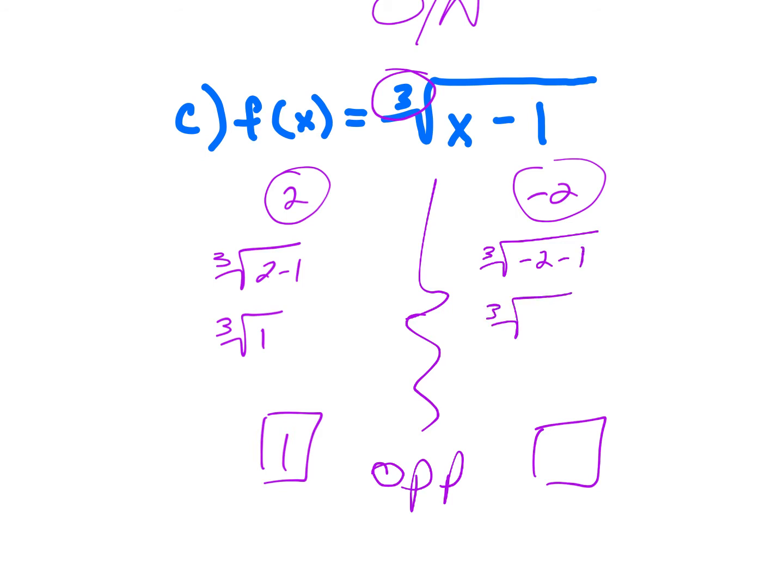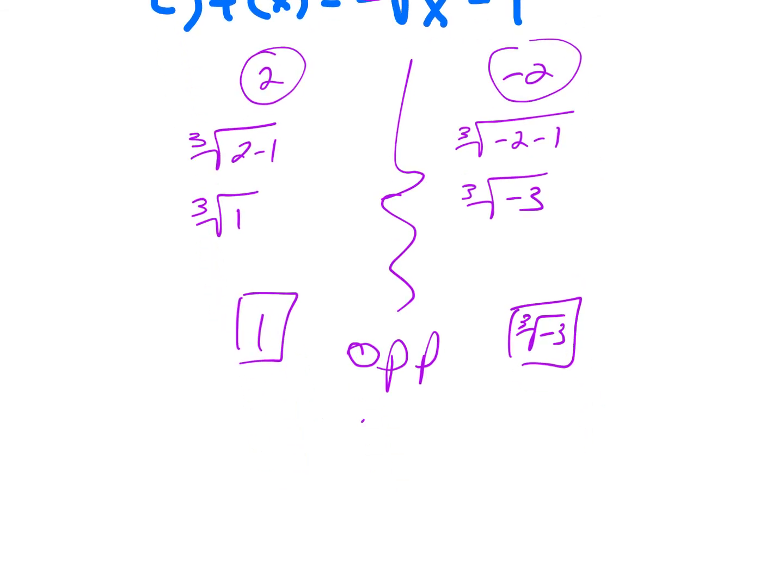Now over here, I have the cube root of negative 2 minus 1. So I have the cube root of negative 3. Do you guys know what the cube root of negative 3 is? Is it positive 1? Is it negative 1? No. So are these opposites of each other? No. So what are they? Neither.